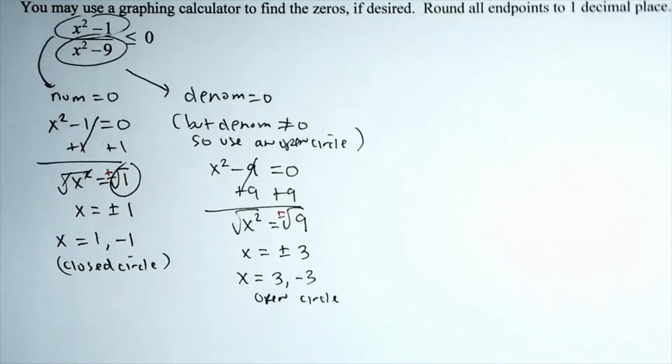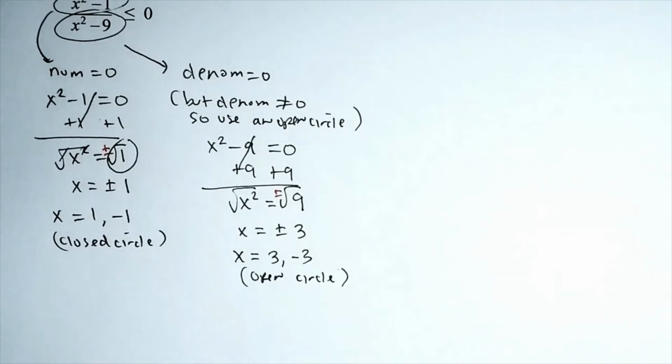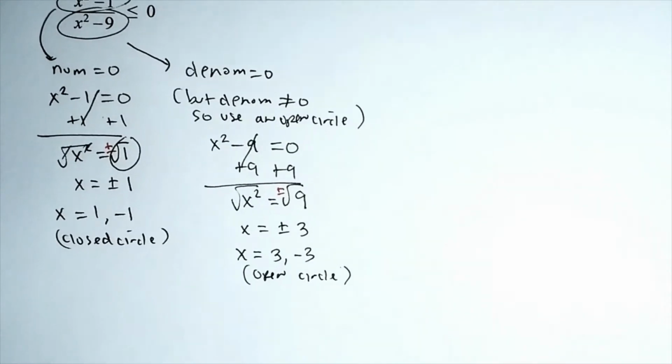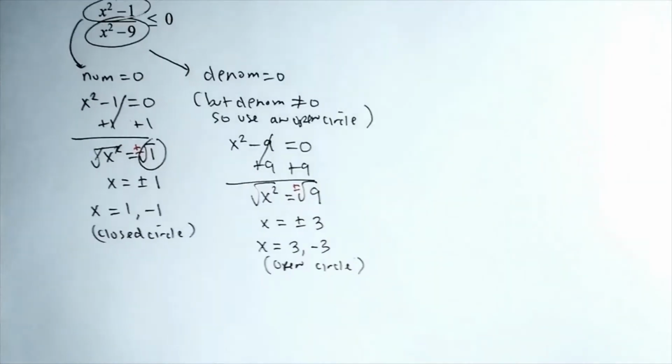Okay, fantastic. So what are we going to do? We're going to use these zeros to split the number line into test intervals. I'm having a moment in terms of where I should continue doing my work. I'll just continue writing below.